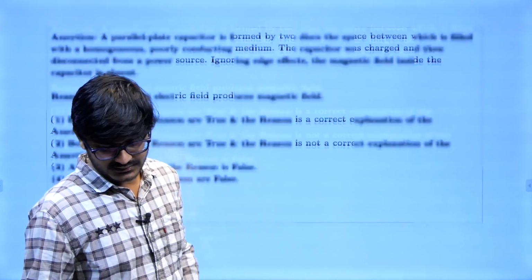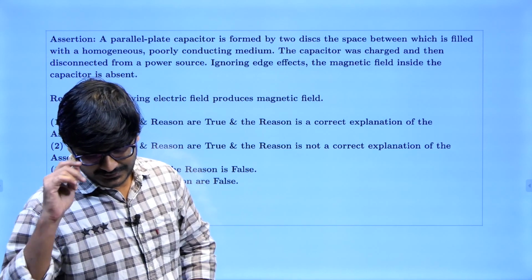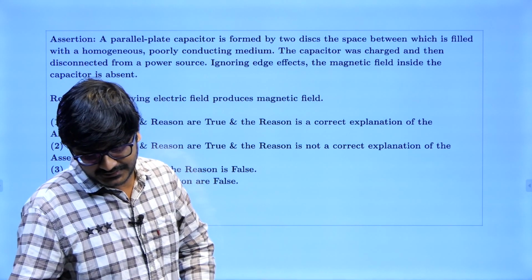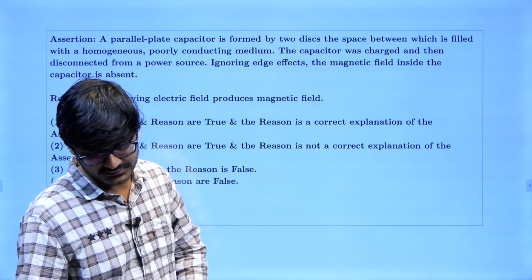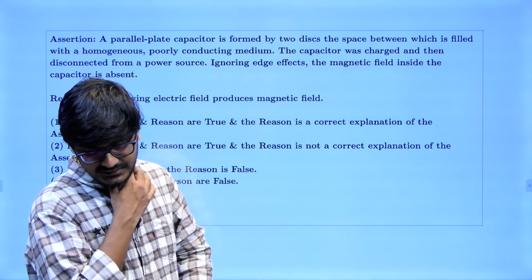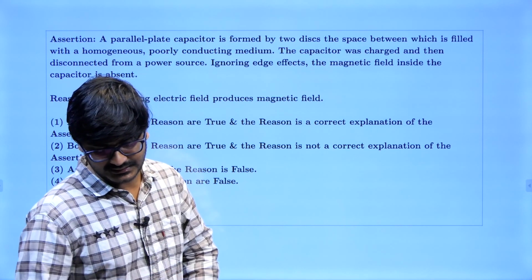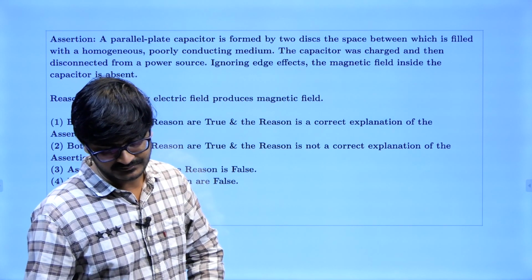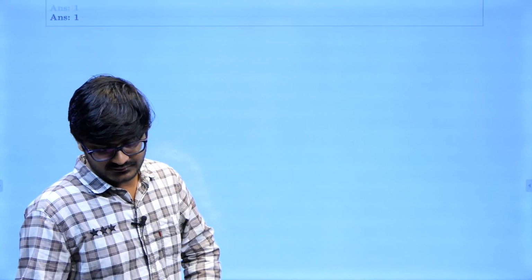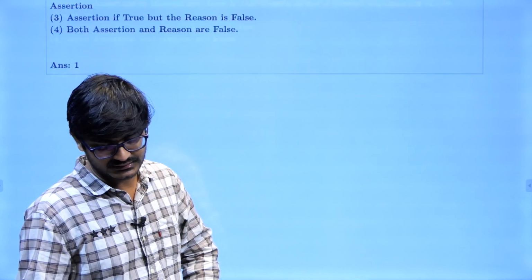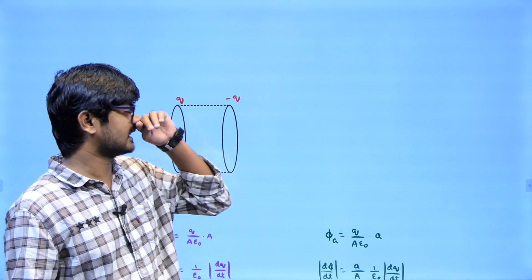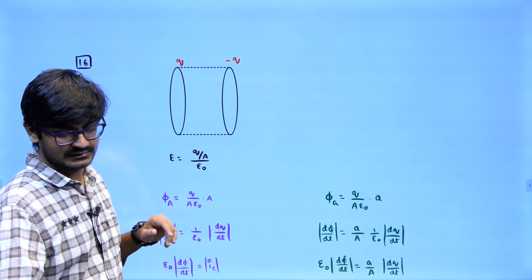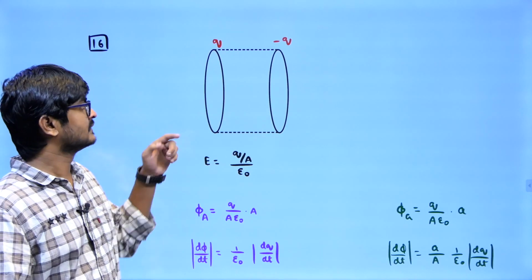Now the next question goes like, a parallel plate capacitor is formed by two discs, the space between which is filled with a homogeneous poorly conductive medium. The capacitor was charged and then disconnected from the power source. So ignoring the edge effects, the magnetic field in the capacitor will be absent. The time varying electric field produces a magnetic field. And in the question it goes like the conducting medium conducts the current. So you have to understand that it conducts current.